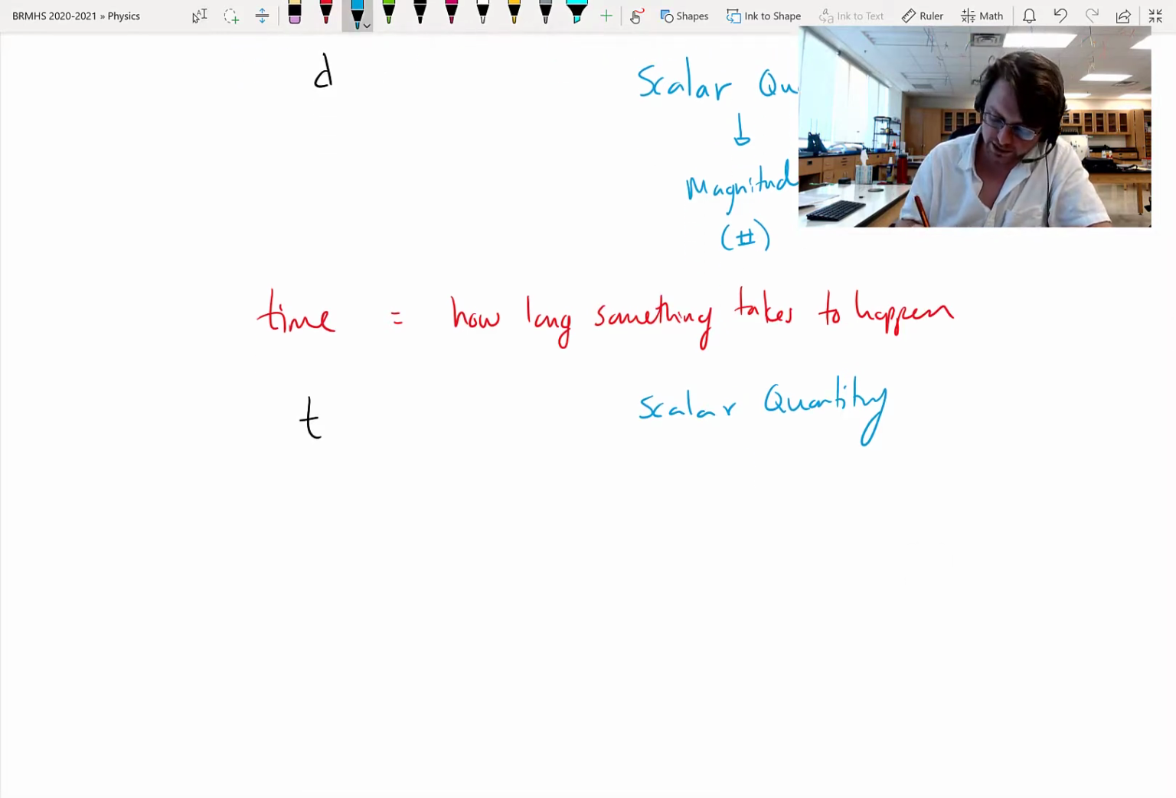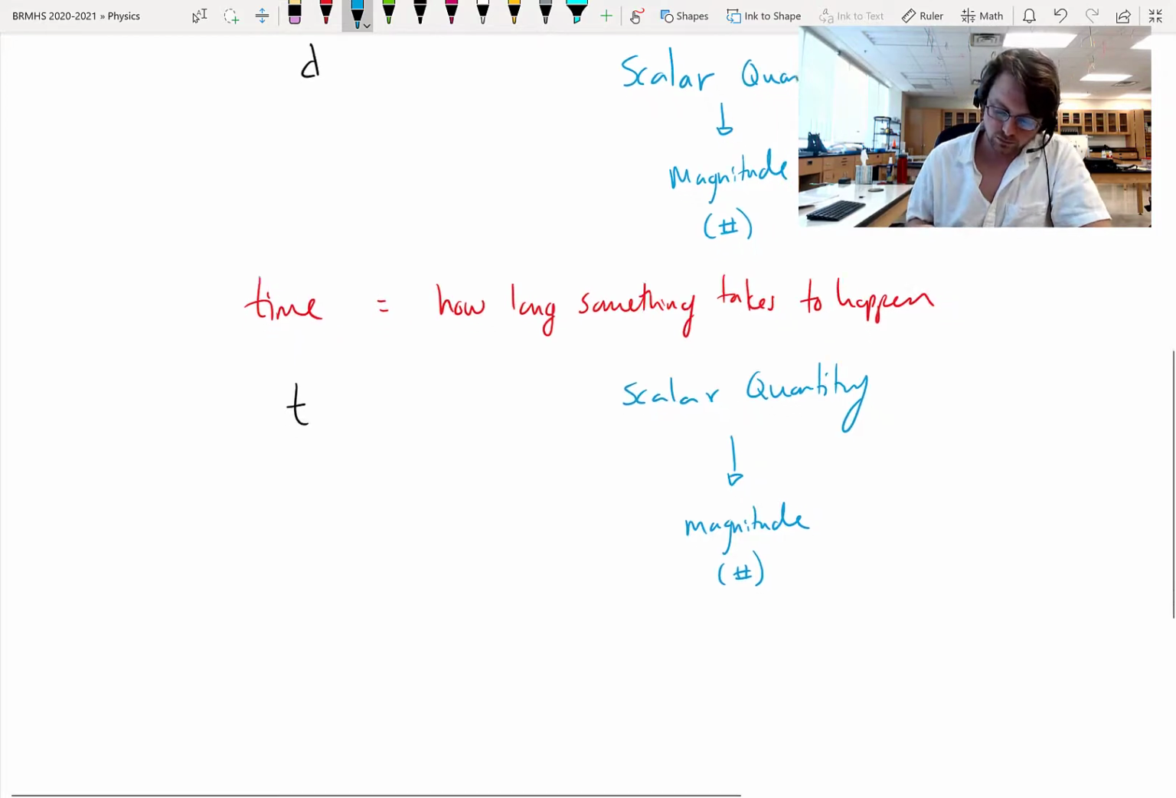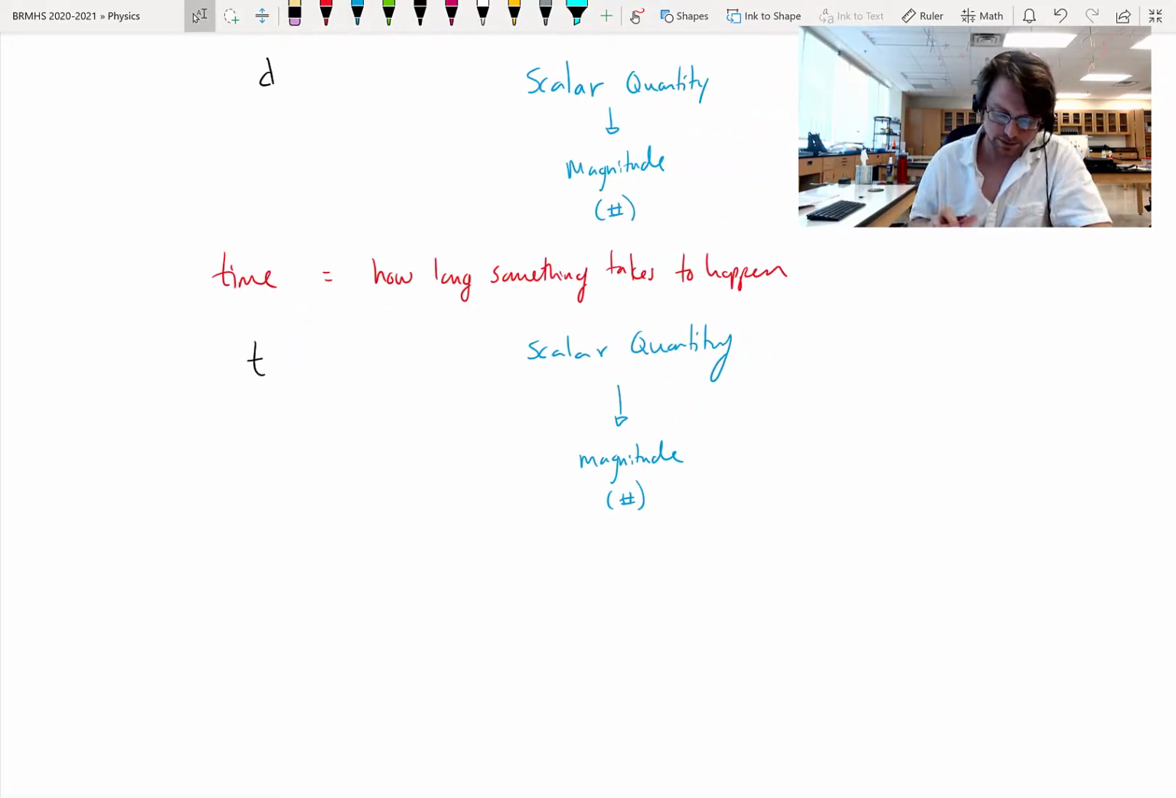If we were talking about a negative point in time, that would indicate something that happened before our stopwatch started, which we will actually end up seeing. But for now, let's just say it's scalar, and we have a magnitude represented by a number. No direction, just an amount.